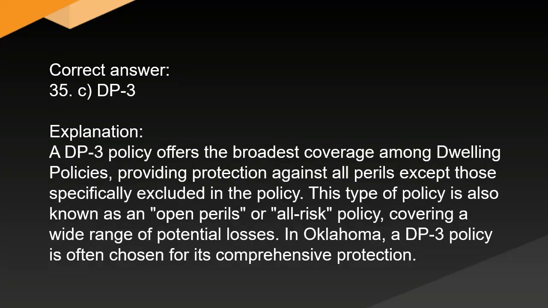Correct answer. C. DP-3. Explanation. The DP-3 policy offers the broadest coverage among dwelling policies, providing protection against all perils except those specifically excluded in the policy. This type of policy is also known as an open perils policy, covering a wide range of potential losses. In Oklahoma, a DP-3 policy is often chosen for its comprehensive protection.